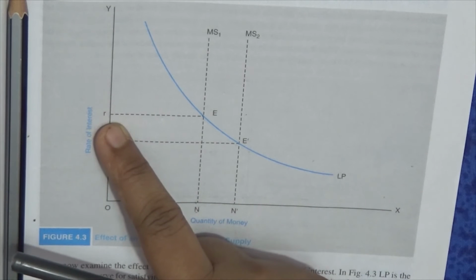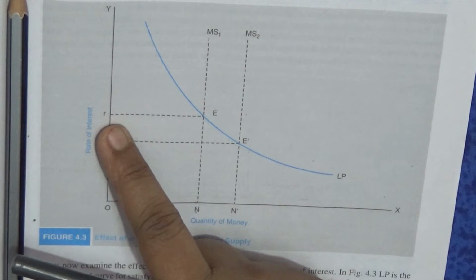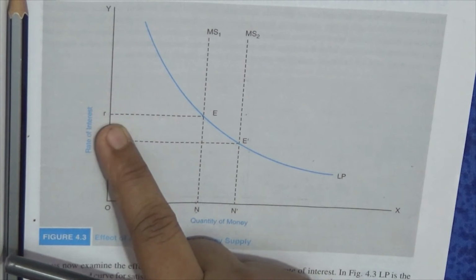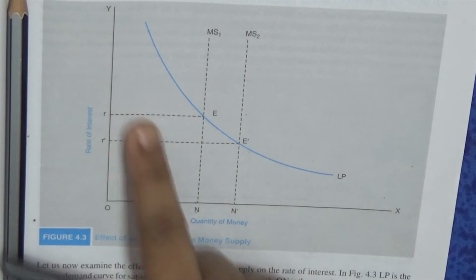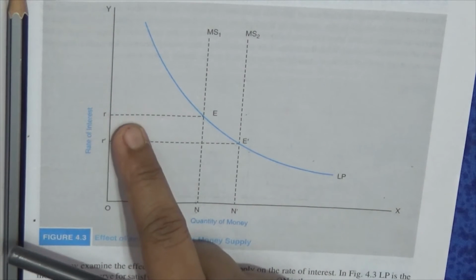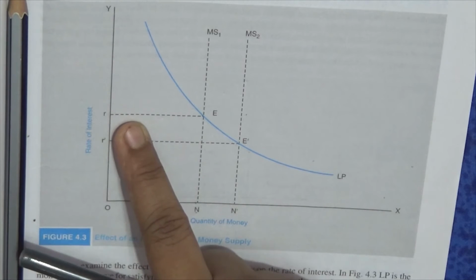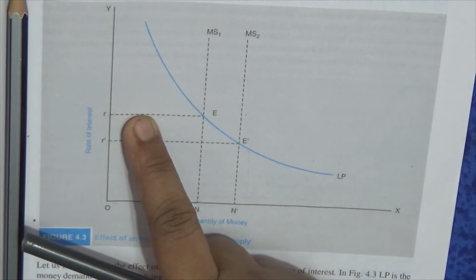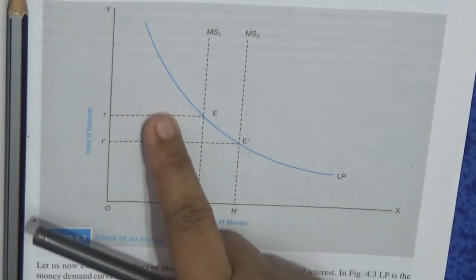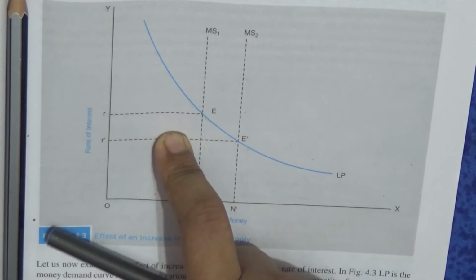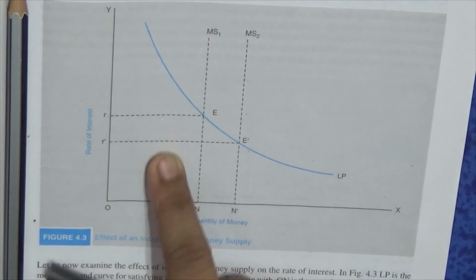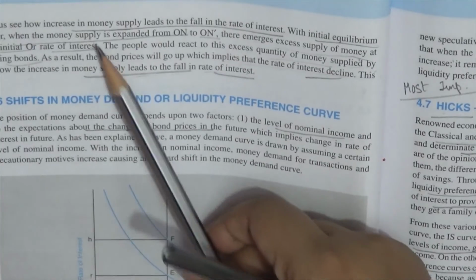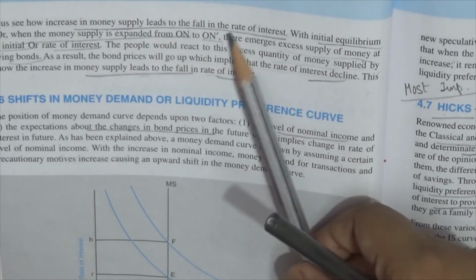Now the rate of interest is more, so they start investing in bonds, hence the bond prices will go up as they started investing in bonds. And once the bond price goes up, the rate of interest declines. This is how the increase in money supply leads to fall in the interest rate. You got the point? That is what has been written over here, how the increase in money supply leads to fall in rate of interest.